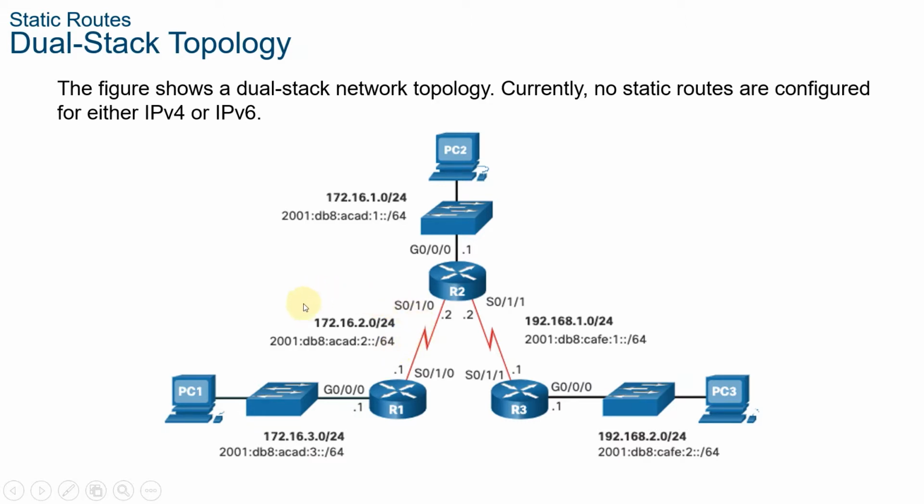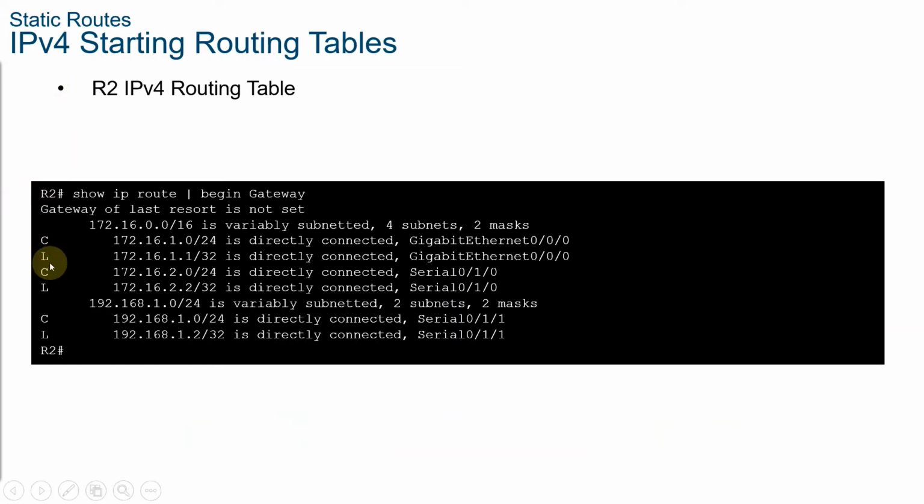So these are 172.16.0, 192.168.1.0, and 172.16.1.0 here. If you look at the routing table for R2, it shows 3 Cs here, right? So 172.16.1.0, 2.0, and 192.168.1.0. All of them are directly connected to R2.